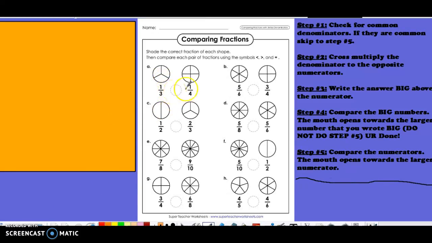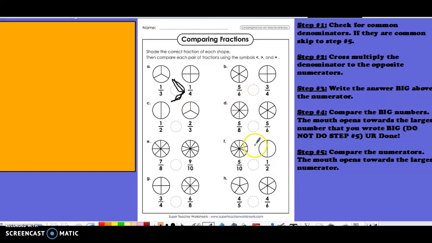Let's start at this one, 1/3 and 1/4. Which is greater? Well, let's start by using the cross multiplication product. I'm going to multiply the number down below with the opposite numerator and write those numbers large on top of that fraction where the arrow is pointing. 3 times 1 is 3, and 4 times 1 is 4. And because the 4 is larger than the 3, that tells me that 1/3 is larger than 1/4. So my alligator mouth will open up towards the 1/3.